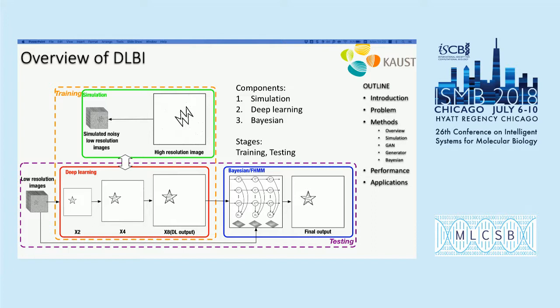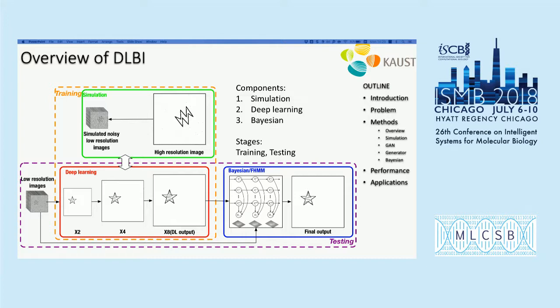To achieve that, we further use a Bayesian inference module, which will take the deep learning output as a prior, and also the original low-resolution image as the input, and finally get a refined result. So consequently, our framework contains three modules: the simulation module, the deep learning module, and the Bayesian inference module.